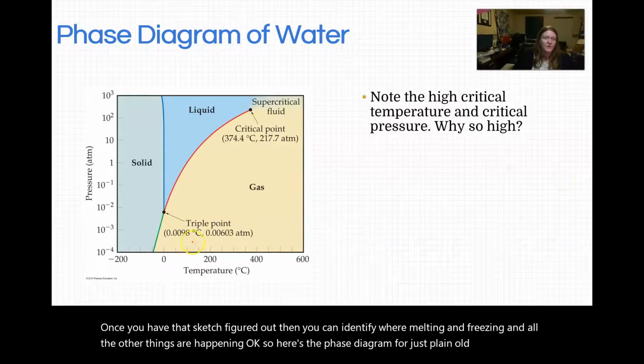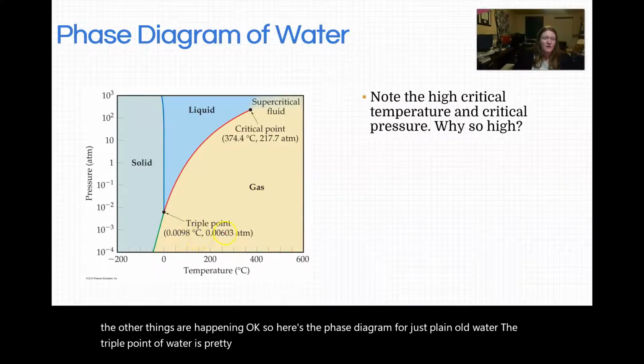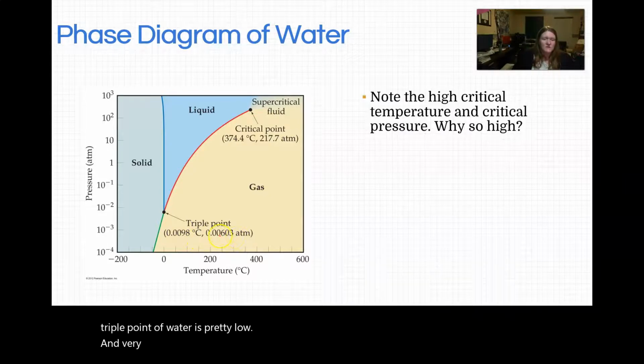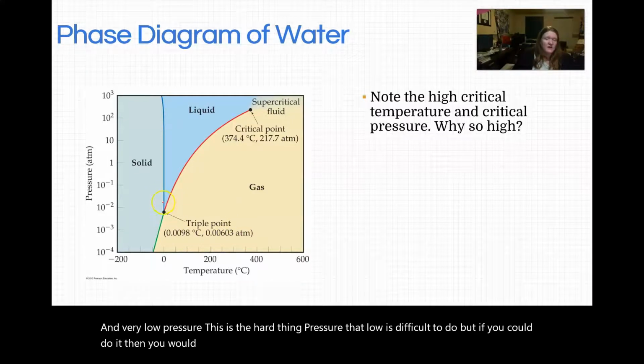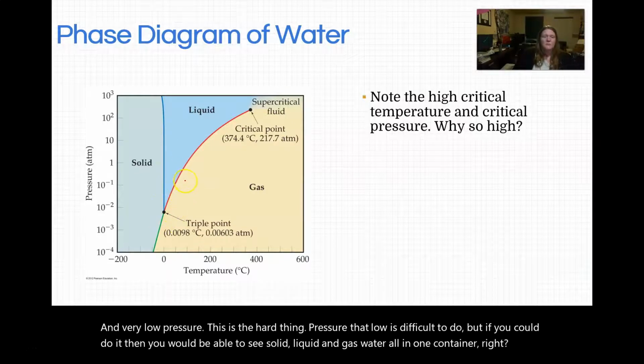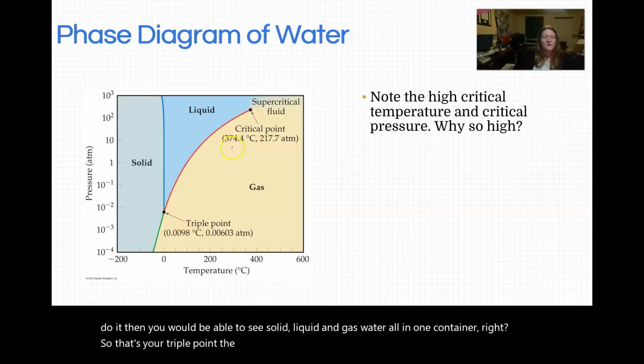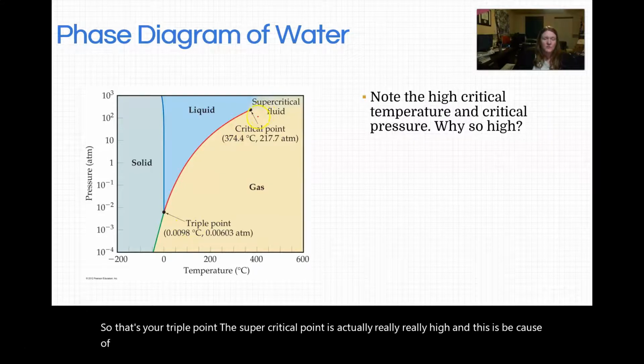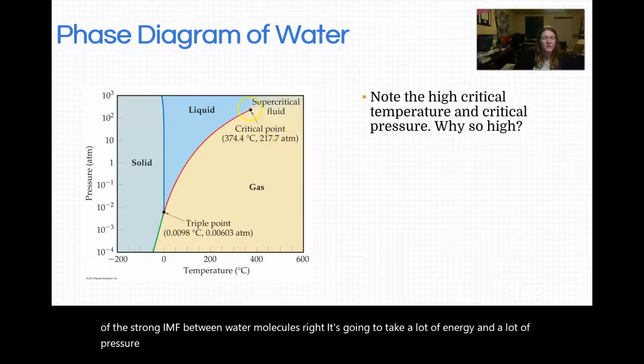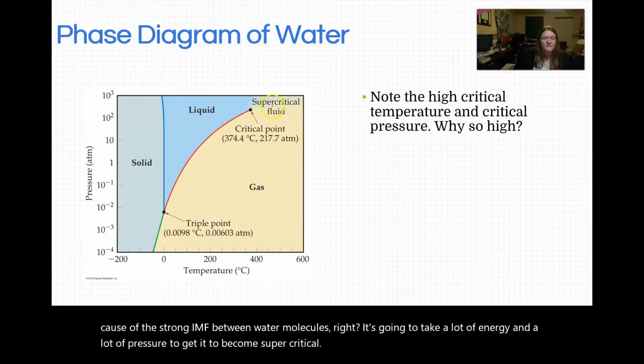The triple point of water is pretty low and at very low pressure. This is the hard thing. Pressure that low is difficult to do. But if you could do it, then you would be able to see solid, liquid, and gas water all in one container, right? So that's your triple point. The supercritical point is actually really, really high, and this is because of the strong IMF between water molecules, right? It's going to take a lot of energy and a lot of pressure to get it to become supercritical. A lot of effort, okay?